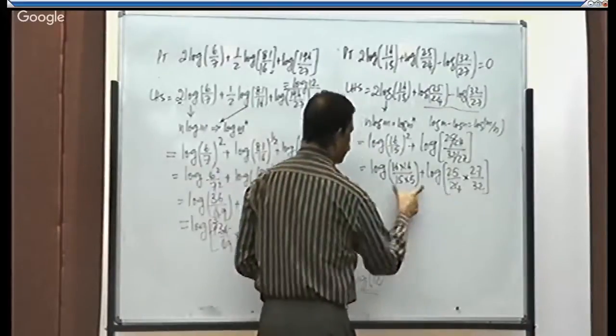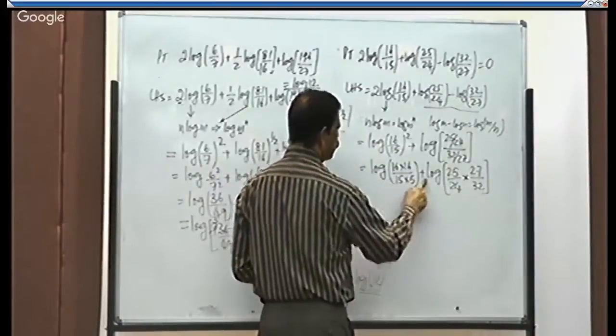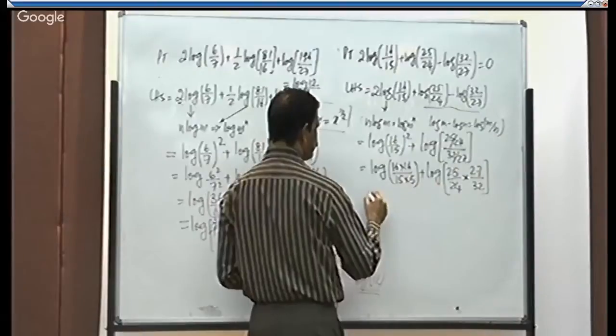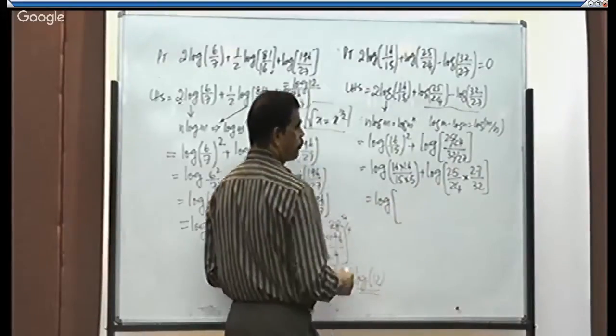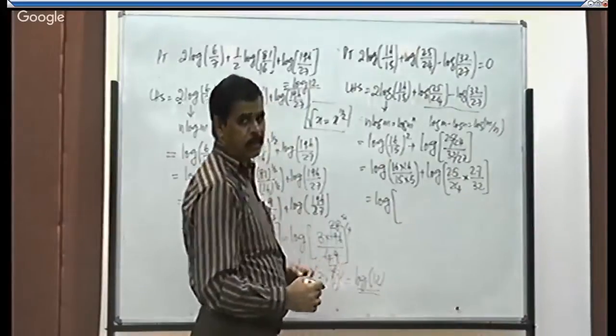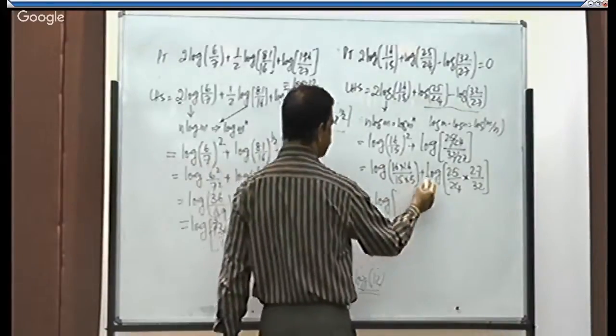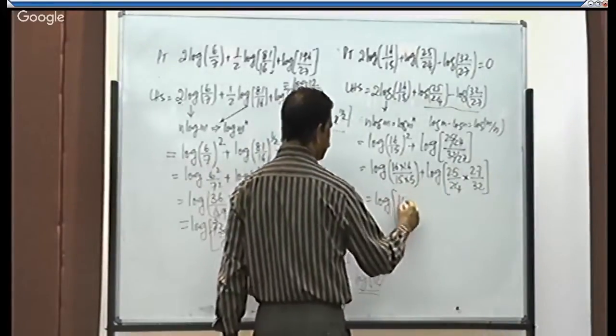See the step. It is of what form? Log m plus log n. Log m plus log n is equal to what? Log of m into n. Correct? Log m plus log n is equal to log of m into n.